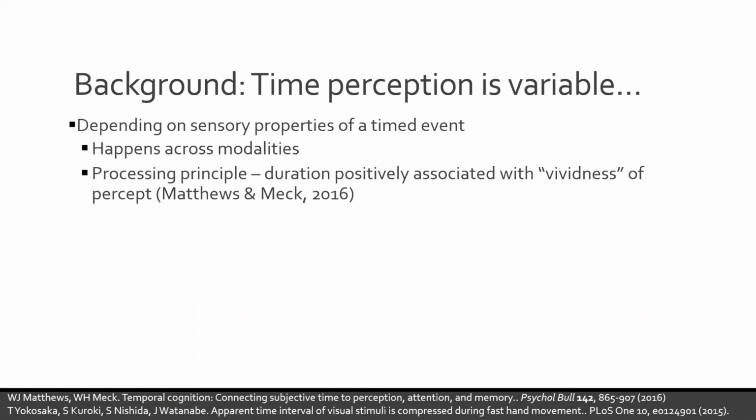As many of us probably know, time perception is variable, and this can depend on the sensory properties of a timed event. One account that tried to integrate findings across studies, by Matthew and Meck, introduced the processing principle, where the duration of an event is positively associated with the vividness of a percept. And actually no such account exists for motor properties influencing timed events.